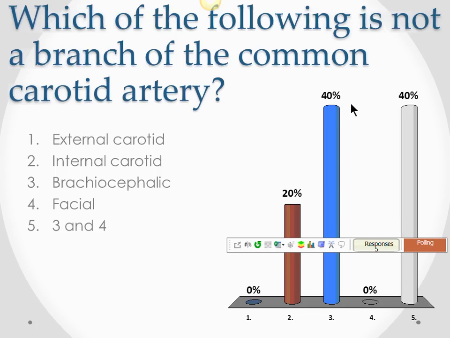Okay, the correct answer is number 5. Of the common carotid, the only branches were the external and internal carotid. That's why it's called common carotid, right? The brachiocephalic is not a branch of the common carotid. The facial is a branch of the external carotid. Remember? So both these are not branches of the common carotid. So therefore answers 3 and 4 would be correct. Followed that? Okay?